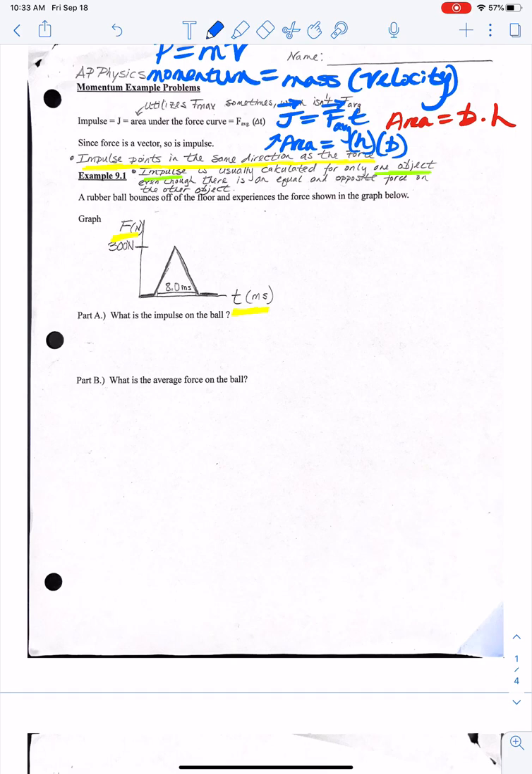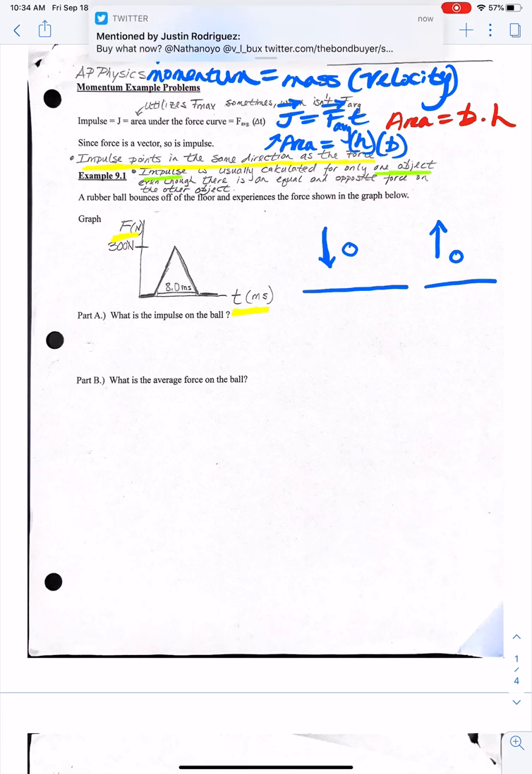Okay, example 9.1. A rubber ball bounces off the floor and experiences the force shown in the graph below. So the ball is going to undergo an impulse. So maybe we have something like this. The ball is heading towards the ground, and then all of a sudden it hits the floor. There's an impact, and the ball is going to rise upwards like that. And so there we go.